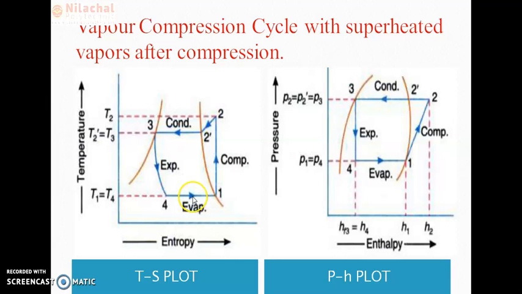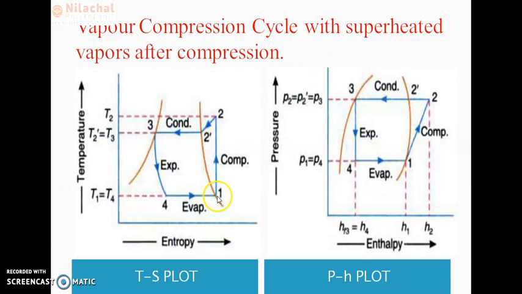Here, what is the difference from the previous figure? As the cycle has superheated vapor after compression, point 2 must lie in the superheated zone. As I said earlier, this is the liquid zone, this is the liquid plus vapor zone, and this is the superheated zone, and this line is the saturated liquid line, and this line is the saturated vapor line.